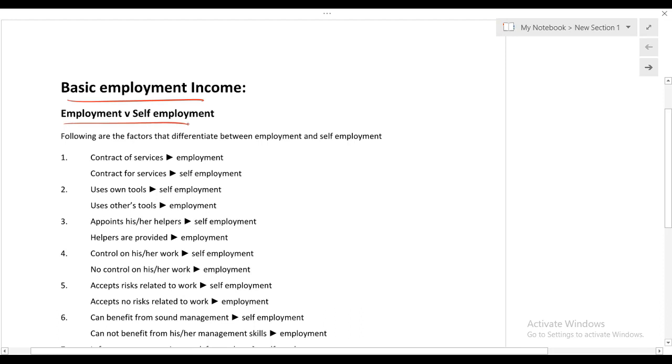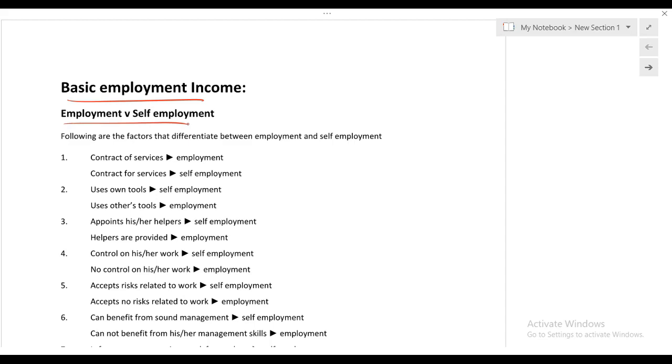First thing which you need to understand, there are many differences between employment and self-employment. For example, when it comes to employment, you are answerable to someone, you are responsible to someone. In self-employment, you are responsible to yourself. In employment, there are specific hours that you have to work. In self-employment, there are no specific hours. In employment, you will be provided tools and assets by the employer. In self-employment, you have to arrange all the tools, each and everything.